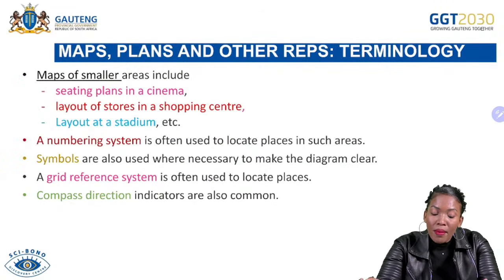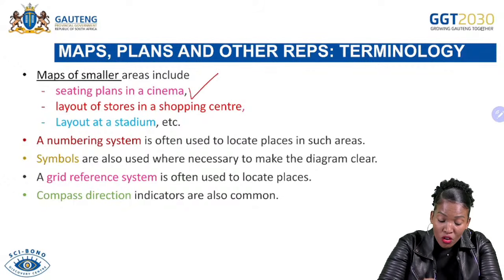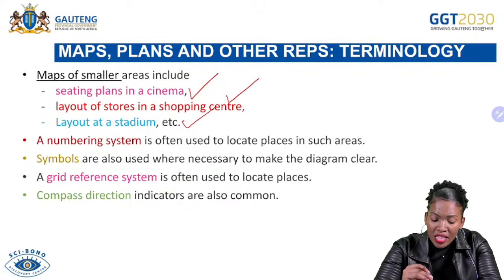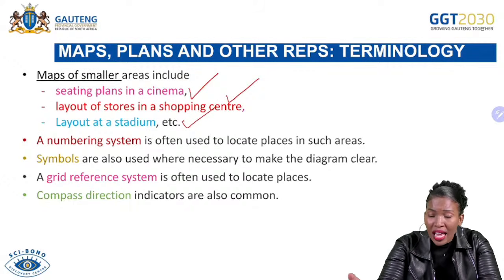Now, the maps of smaller areas, when you talk about the maps of the smaller areas, we are talking about your seating plans in cinemas, your layout stores in a shopping center, the layout at a stadium, and etc. So all these are examples of maps of smaller areas. You can even be given a layout plan of an aeroplane. So it's just an example of another type of a map of a smaller area, because an aeroplane is actually a smaller area. You can be given a layout plan of a classroom where learners will be sitting for their exams, or a school hall.